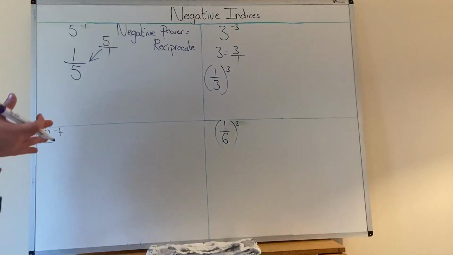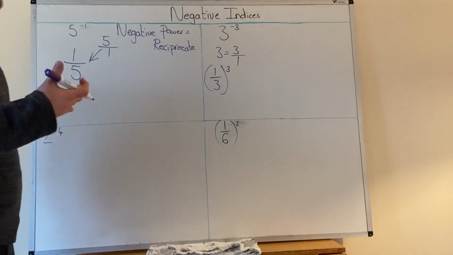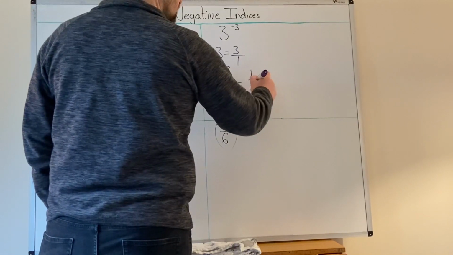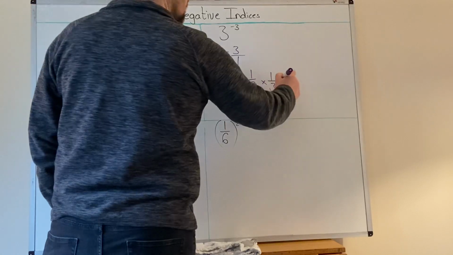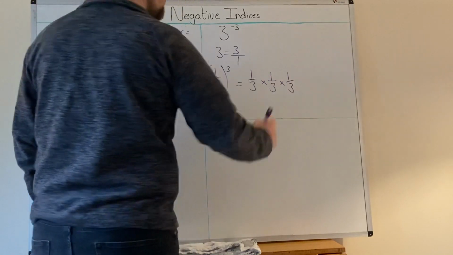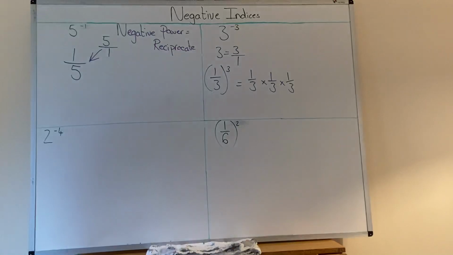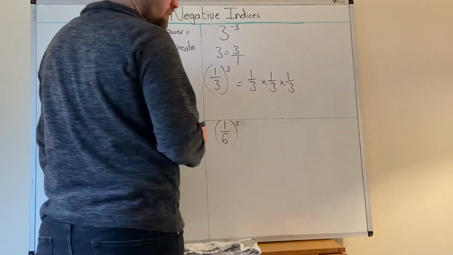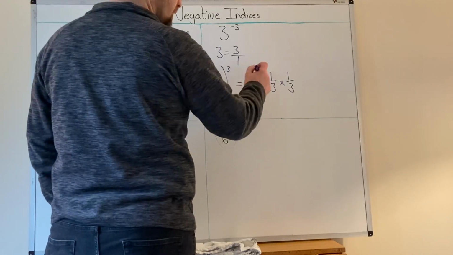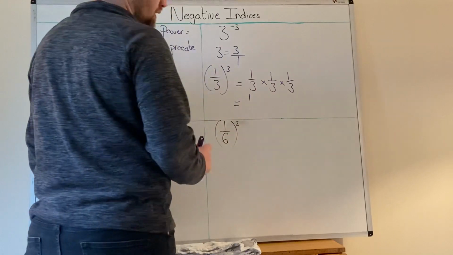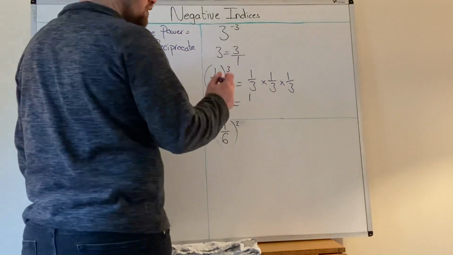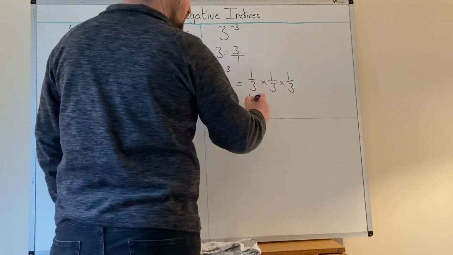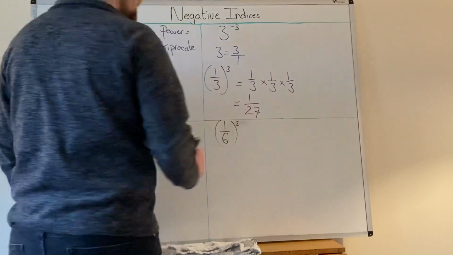Now cubed is something times something times something, the same number times by itself 3 times. So what we've got is 1 over 3 times 1 over 3 times 1 over 3. Then what we need to do is multiply fractions. 1 times 1 times 1, which is 1. 3 times 3 is 9, not 6. Don't make that mistake. 3 times 3 is 9. 9 times 3 is 27. So our answer there is 27.